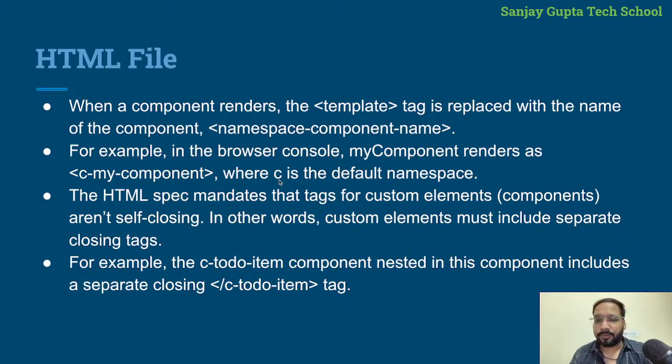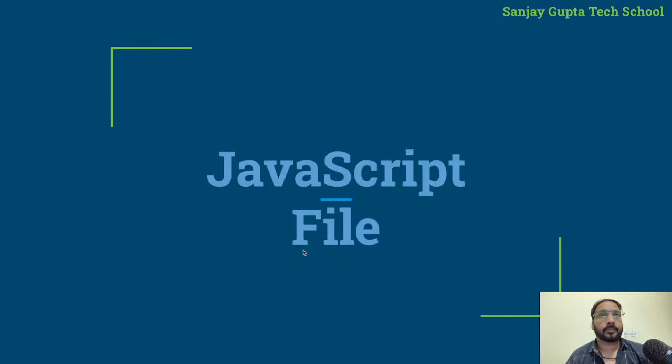Then we have this: the HTML specification mandates that tags for custom element components aren't self-closing. In other words, a custom element must include a separate closing tag. In HTML, for a few elements or tags we don't need to use a closing tag. But in Lightning Web Component, for each and every component, you need to use a close tag as well. There should be a separate close tag, and you need to open it as well, right? So both open and close tags are a must. This was about HTML file best practices.